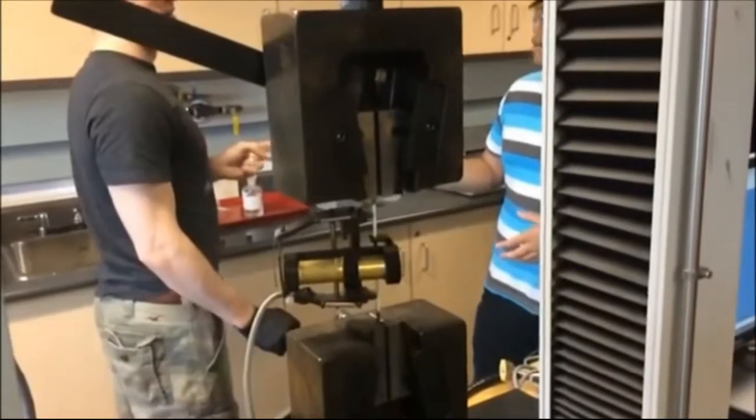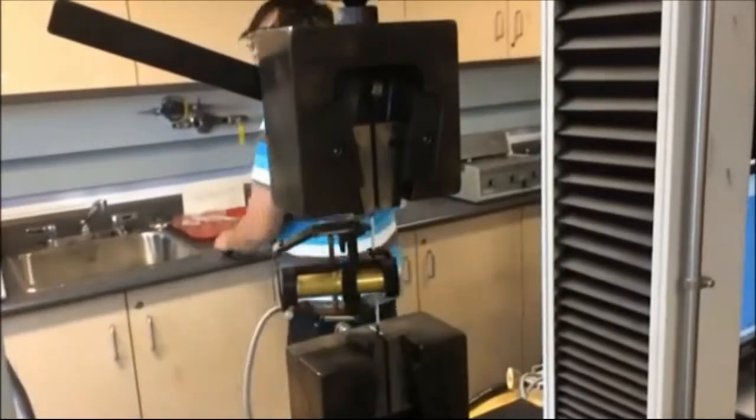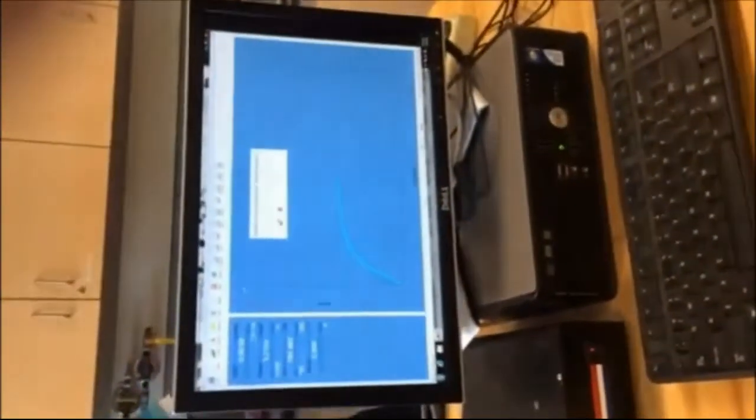The vernier caliper was used to measure the length which has increased after the spoke has cracked, and the stress strain curve graph has been made on the computer and it has been taken.